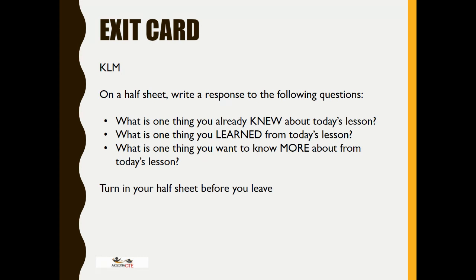So to wrap this up, what you're going to do is a KLM chart. In a Word document, you are going to answer these three questions. The first one is, what's one thing you already knew about today's lesson? After we went through this, something popped in your head like, oh, I knew about that. Like I knew that artist or I knew about that movement. Write that thing down.